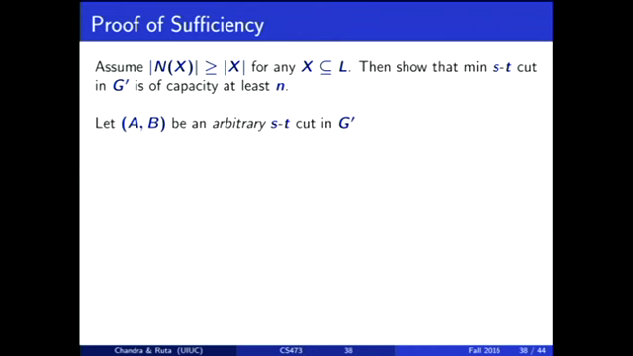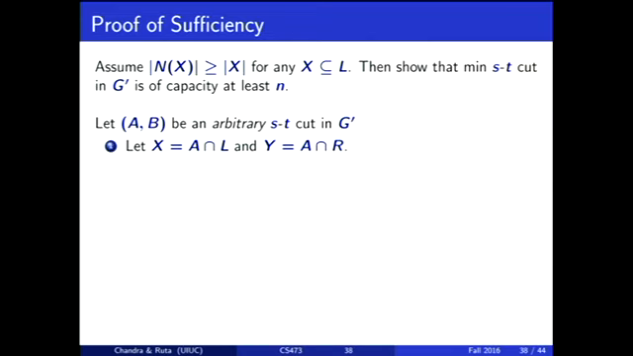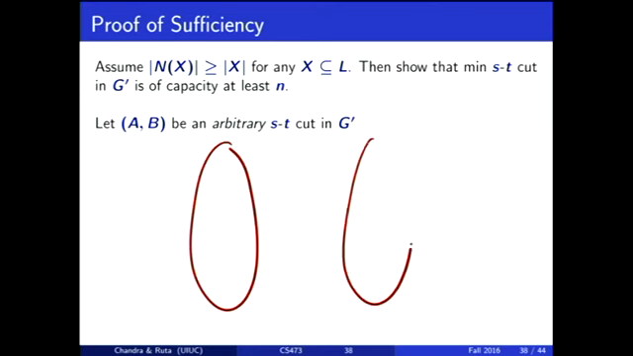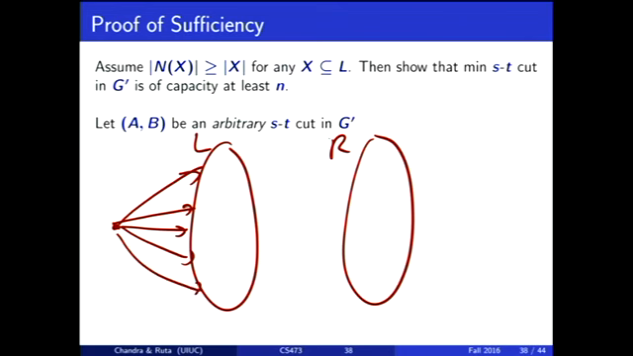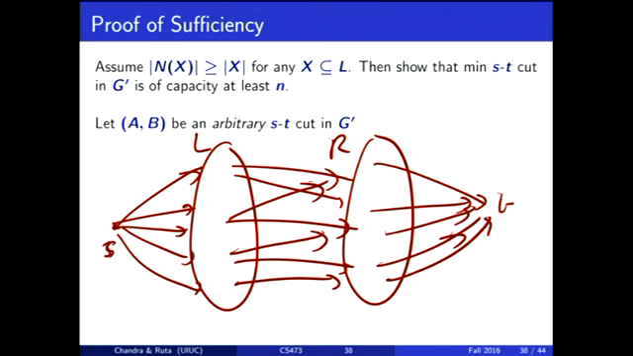I don't know if I have a picture. So maybe I'll draw it for you. It's easier to draw it. So this is L, this is R. I don't know this graph. That's the problem in this proof, I have to prove it in a generic way. I want to prove that the s-t min cut has capacity at least n.